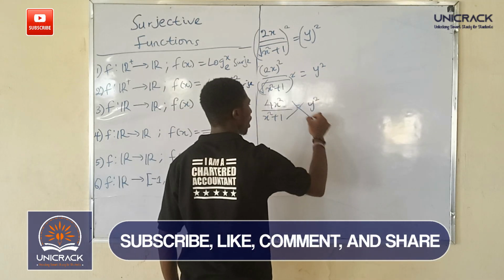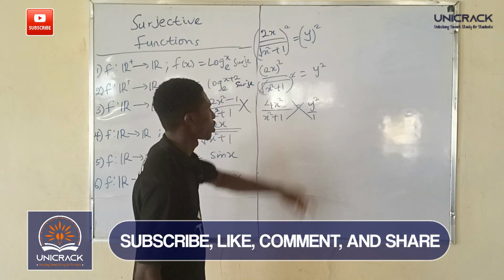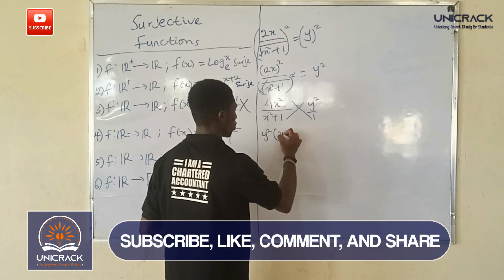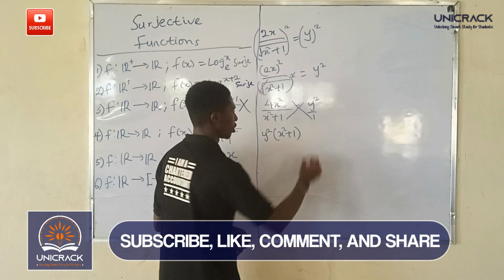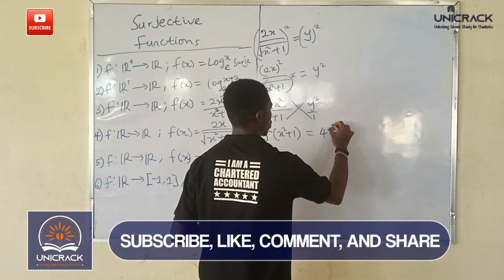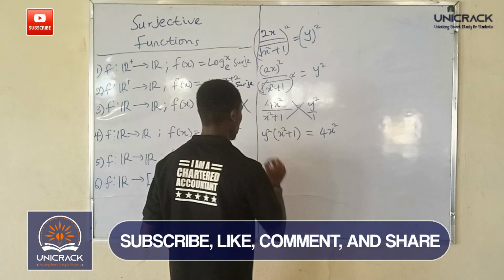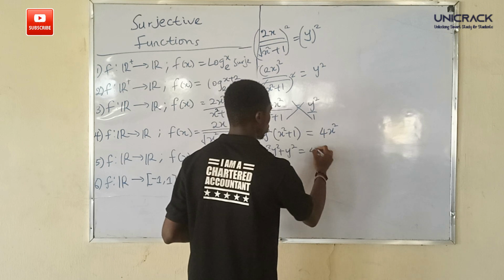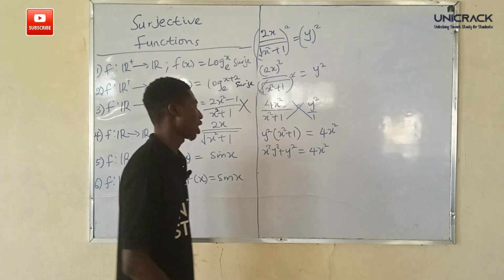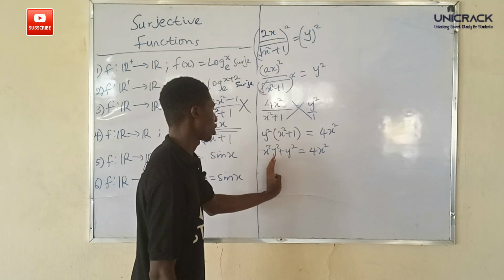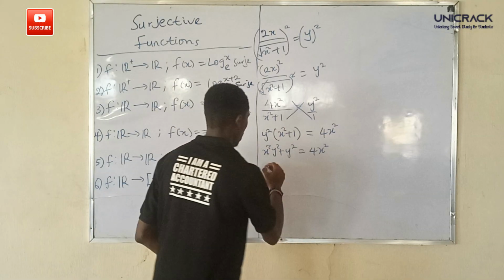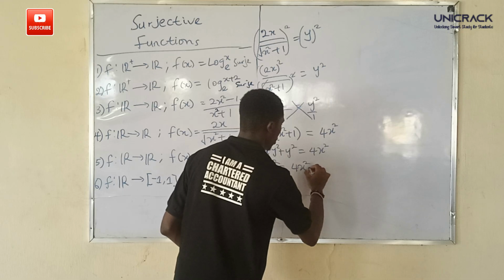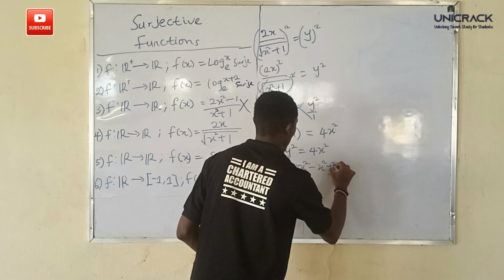If we cross multiply, this is over 1. So now when we cross multiply, we have y squared bracket x squared plus 1 equal to 4x squared. We can expand the bracket and we have x squared y squared plus y squared is equal to 4x squared. And since we have this, we can bring 4x squared, x squared y squared to the other side, and we have y squared is equal to 4x squared minus x squared y squared.